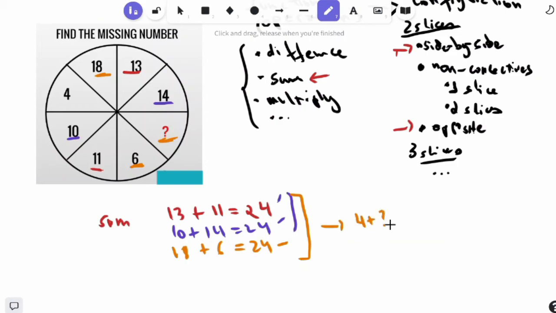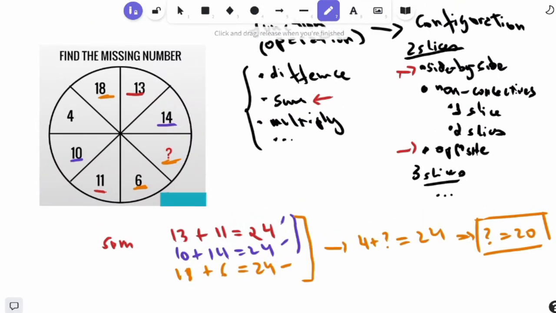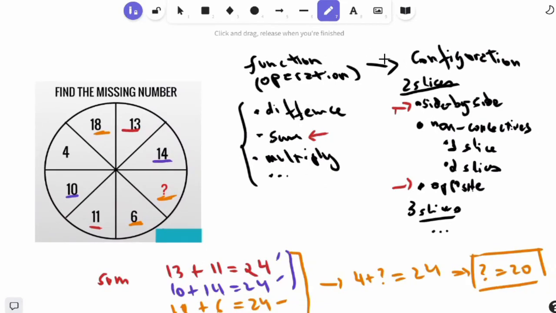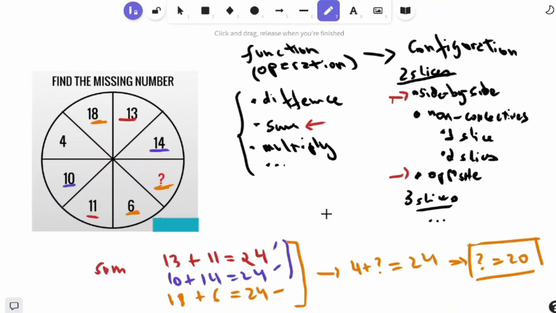4 plus the question mark should be equal to 24. So the question mark is equal to 20. This is the number that is missing in this puzzle. So that's it. We applied this simple approach, this function and configuration, to look for a pattern, which is a very common kind of puzzle. So we can try to apply this to other different questions and challenges. See you in the next challenge.